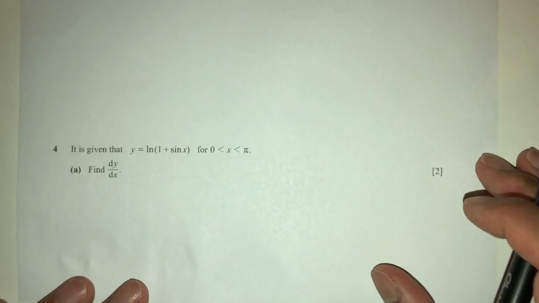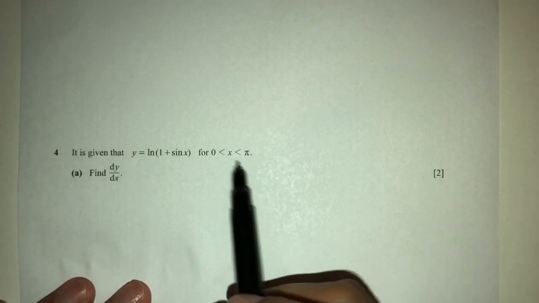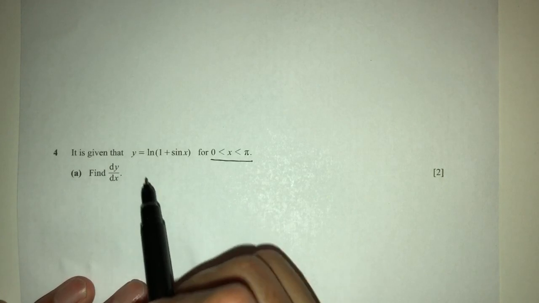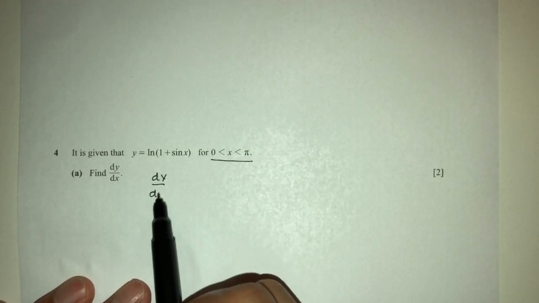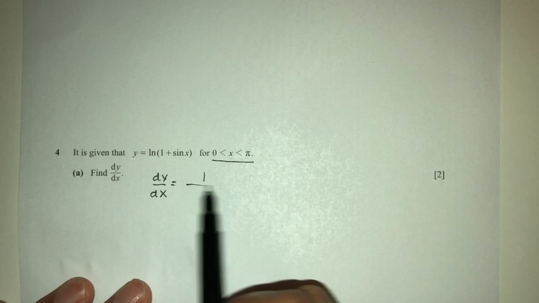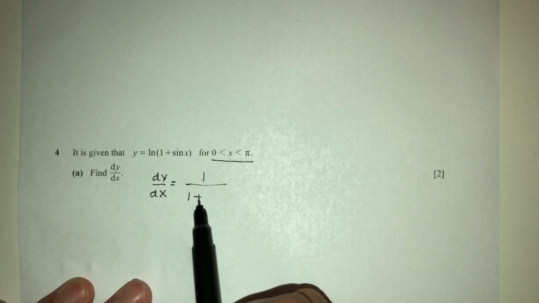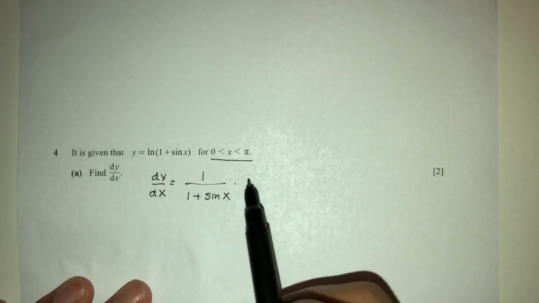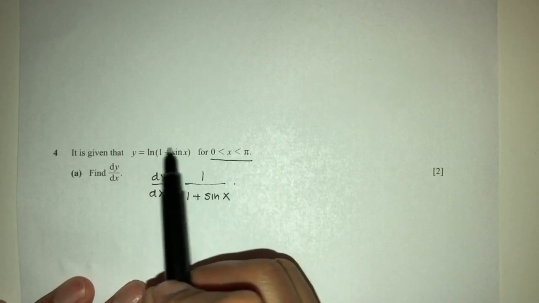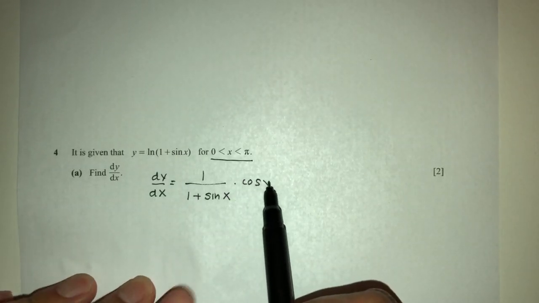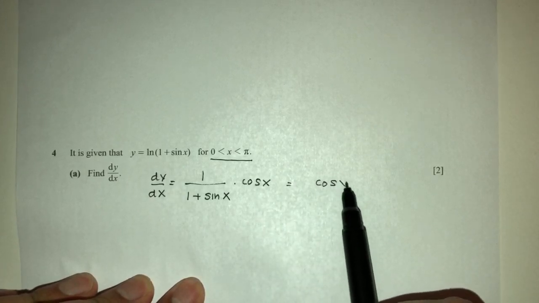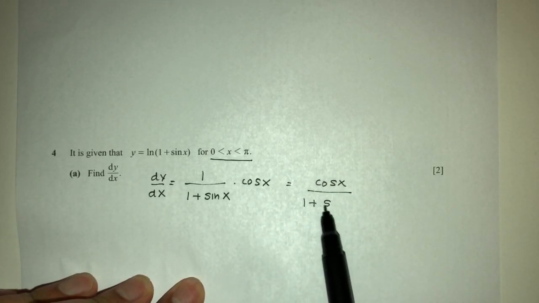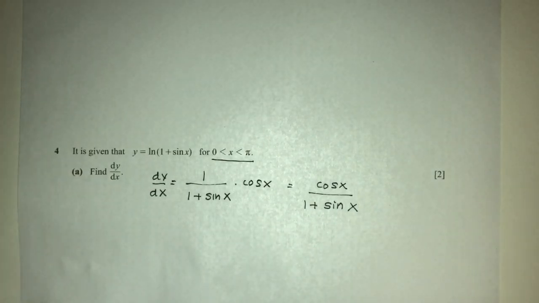Now let's move on to Question 4. It is given that y equals this equation between this domain. Now part A, we have to find dy/dx. So let's do this step by step. So dy/dx will be what? That will be 1 over the value inside, which is 1 plus sin x, and multiply by d/dx of the value inside, that will be cos x. So it will be cos x over 1 plus sin x. That will be part A.